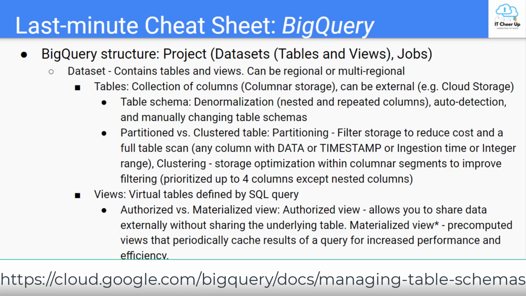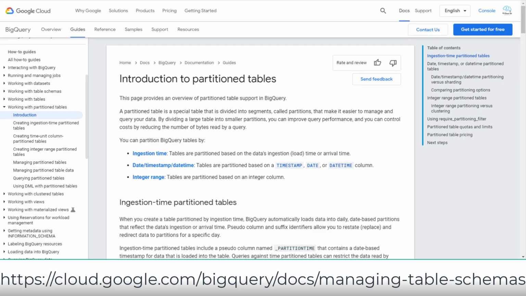BigQuery provides partitioning and clustering for you to organize data in managed tables. Partitioning will filter storage before query execution begins to reduce costs. It reduces a full table scan to the partitions specified. You can use any column with date or timestamp, ingestion time, or integer range for partitioning.